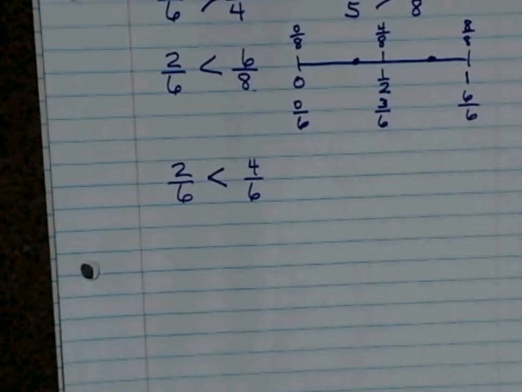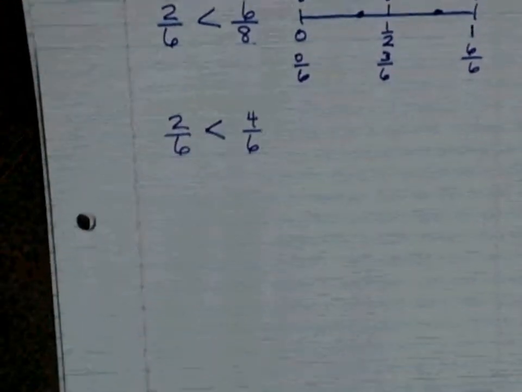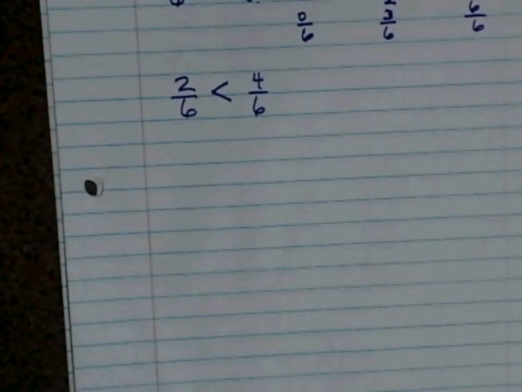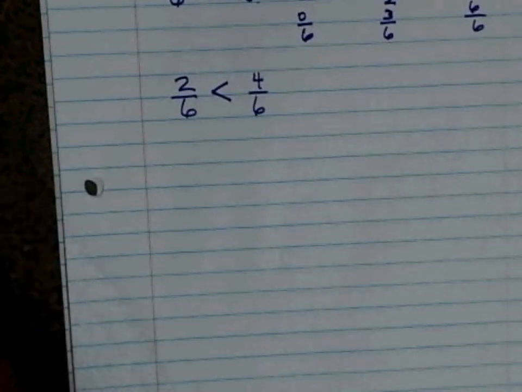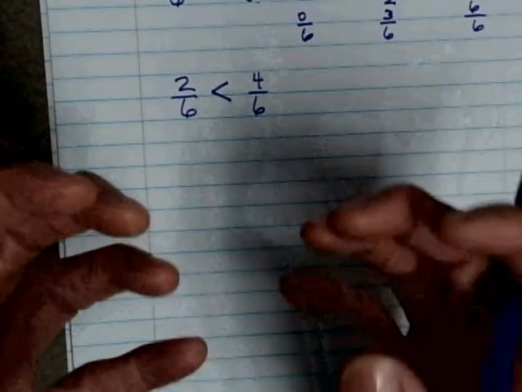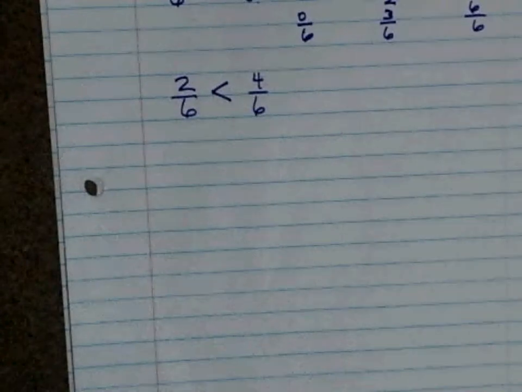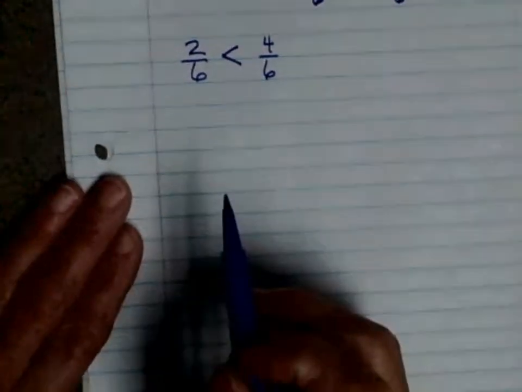So let me give you another strategy. This is our last strategy we will learn. In this strategy, we are going to create equivalent fractions so that the two fractions we're comparing are either going to have the same numerator or the same denominator. Because those are the two easiest ways. So this is kind of cool. So let's write down this fraction right here.